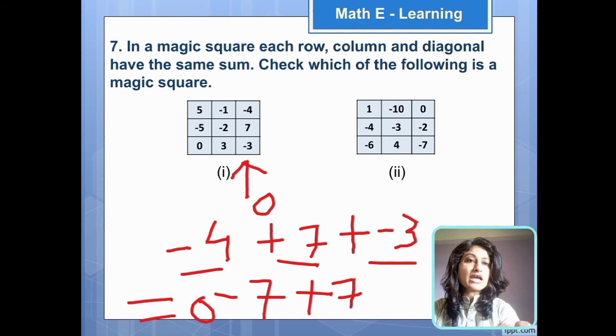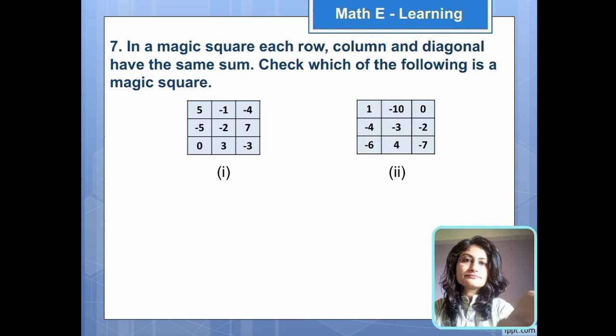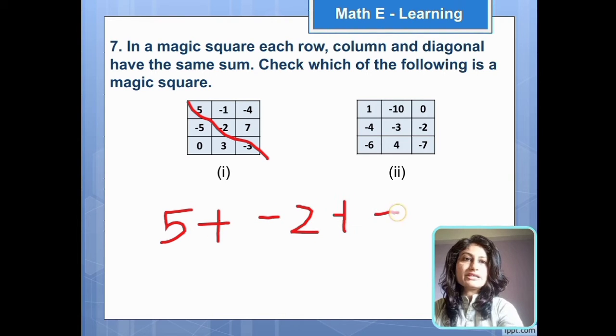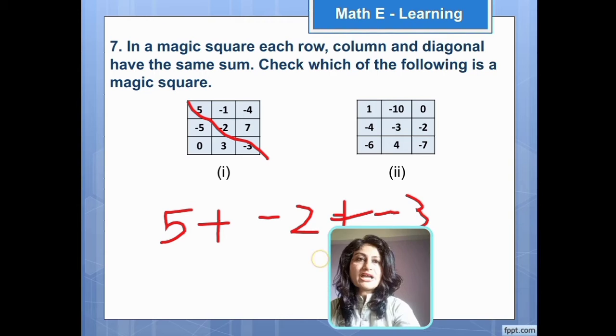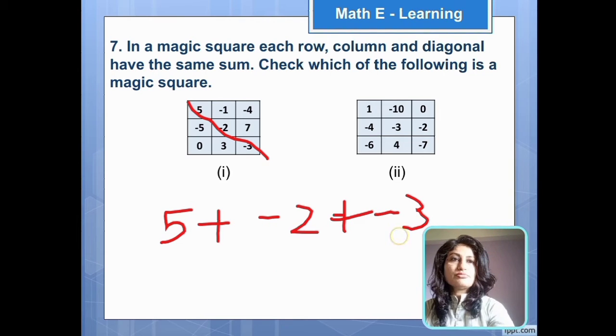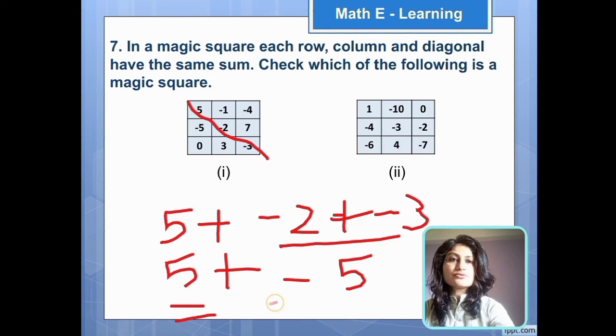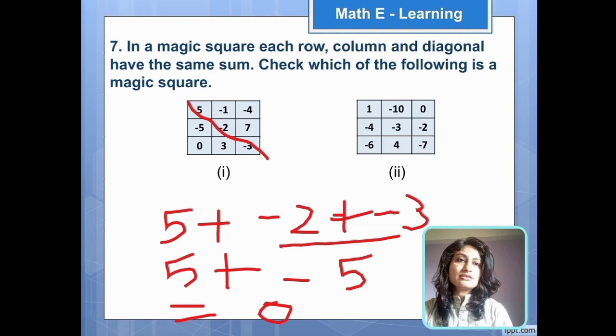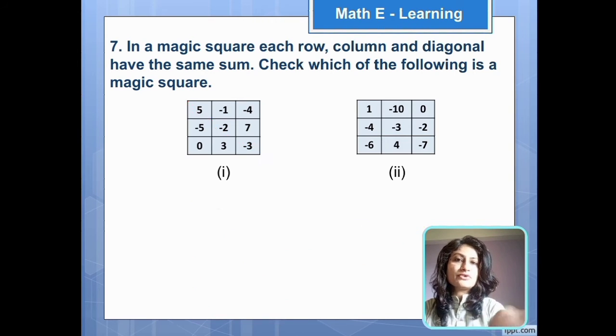Now we check for diagonals. First diagonal is 5 plus minus 2 plus minus 3. Minus minus plus, so it is minus 5. 5 plus minus 5 is equal to 0. So the sum of this diagonal is 0. Now we check for another diagonal.